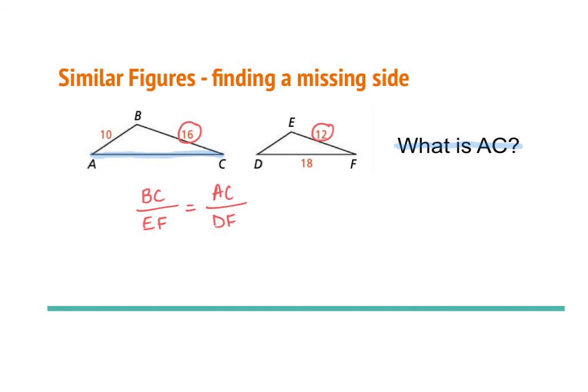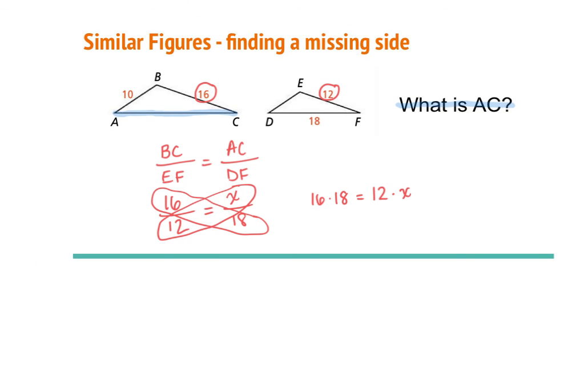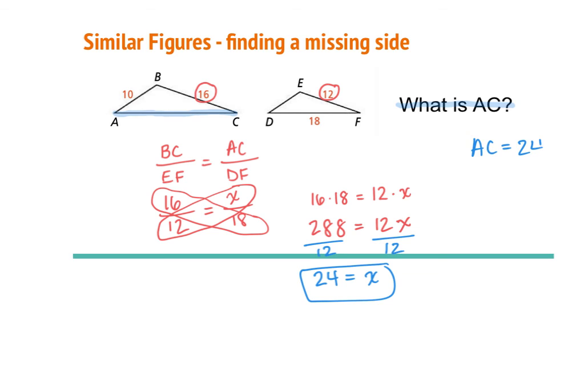Now all we do is plug in. BC is 16, EF is 12, AC we don't know, so we can either leave it as AC or change it to X, and DF will be 18. Now we just cross multiply. One of the crosses will be 16 times 18 equals 12 times X. Then 16 times 18 becomes 288 equals 12x. We divide both sides by 12, and we're left with 24 equals x. So AC equals 24 units.